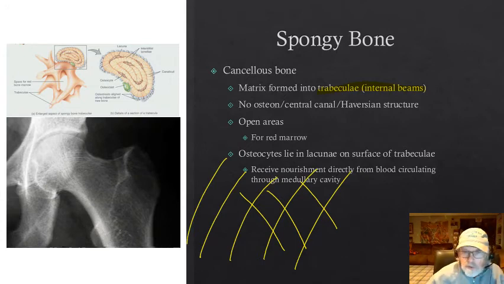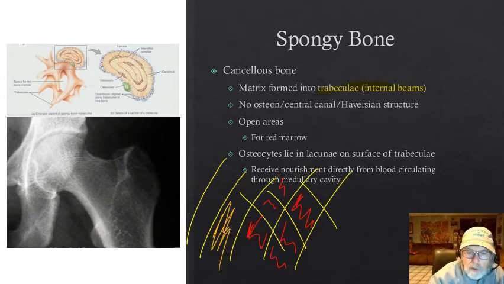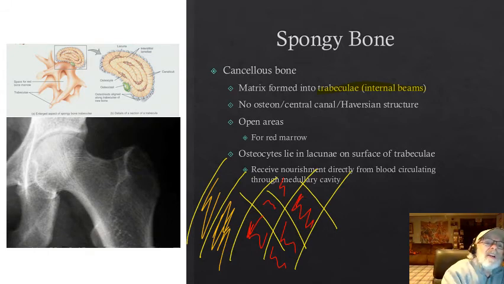So there's no real central canal, there's no Haversian structures, but what happens is this area in here is filled with marrow, either red marrow in areas that are actually producing blood cells, or more of a yellow marrow in areas that aren't, okay? And then the osteocytes actually lie in the lacunae on the surface of these trabeculae. So if we look up in here, this is what it would look like inside there, and the osteocytes are just on the surface.